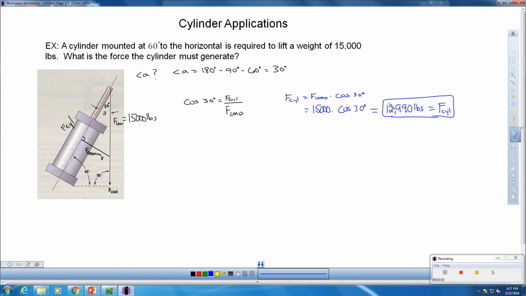So that's the cylinder one. Let's take a look: what if I asked you to find the bearing force? Remember, the bearing is down here. That's a different trig relationship. Notice that the bearing force is opposite the 30-degree angle. Remembering SOHCAHTOA, sine is opposite over hypotenuse. So to calculate the bearing force, we say sine of 30 degrees equals opposite, which is our bearing force, I'm going to call FBER, divided by the force of the load.